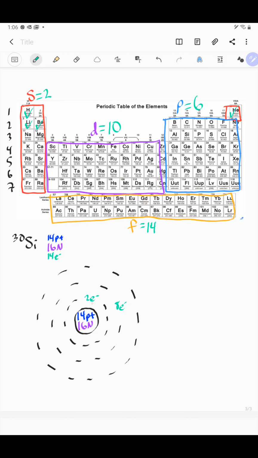And right now we have 2 plus 8, we have 10 total electrons drawn, but there are 14 for silicon. So we need to draw 4 more. The second energy level can only fit 8, so the last 4 of them are going to have to go on the last energy level. So we now have 14 protons, 16 neutrons, and 14 electrons drawn in.